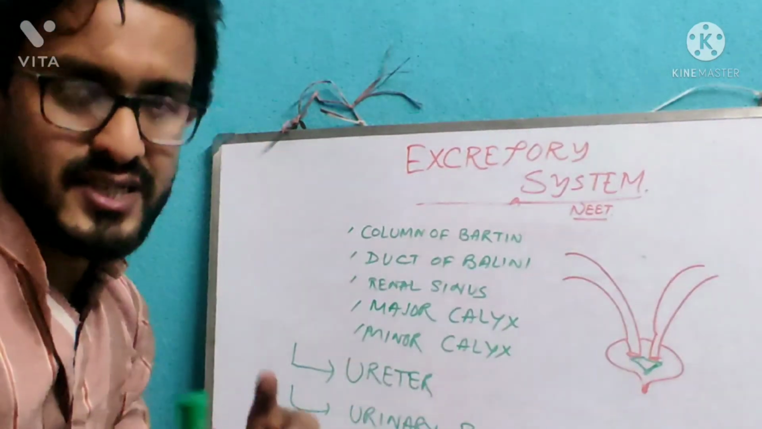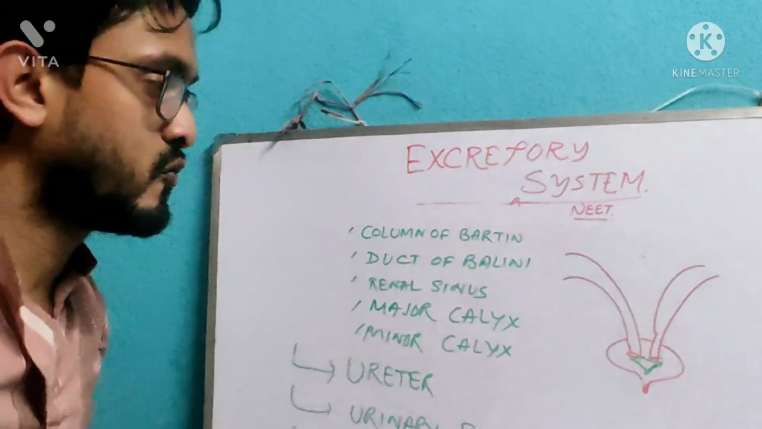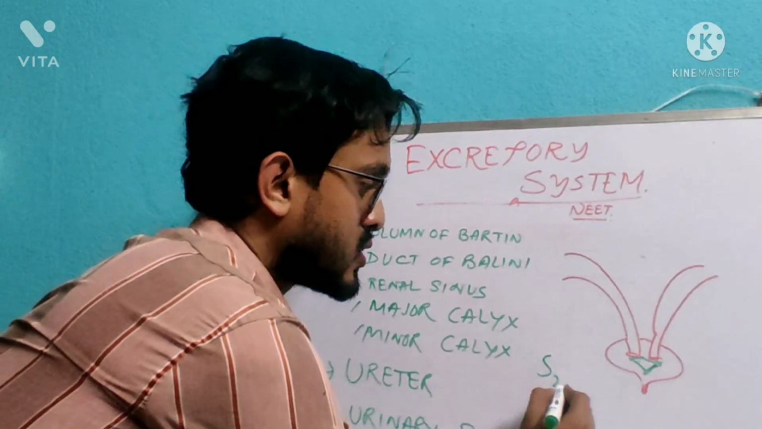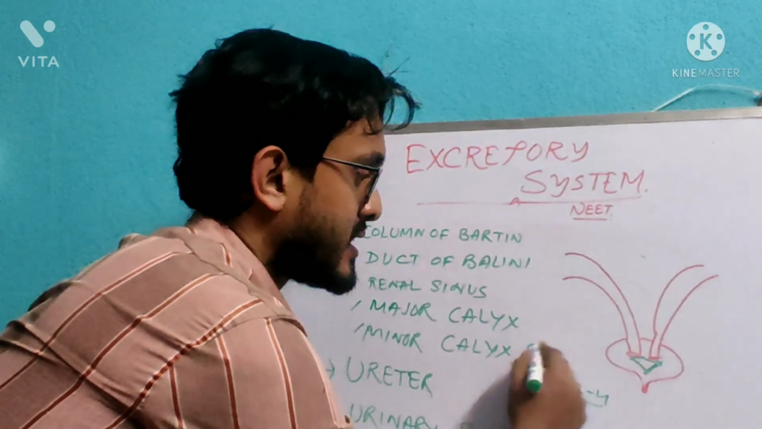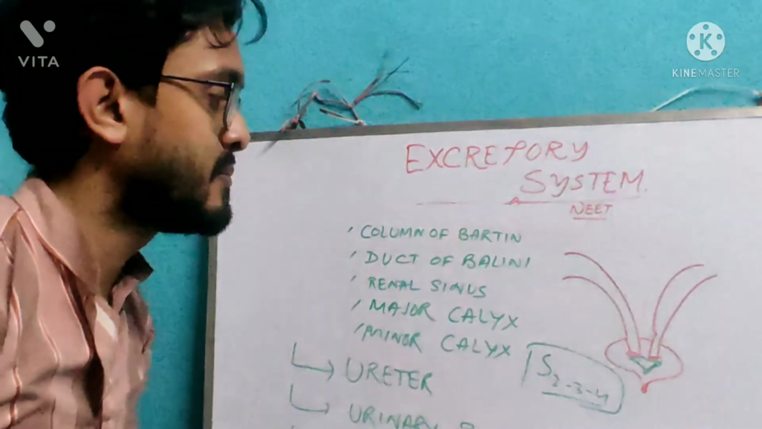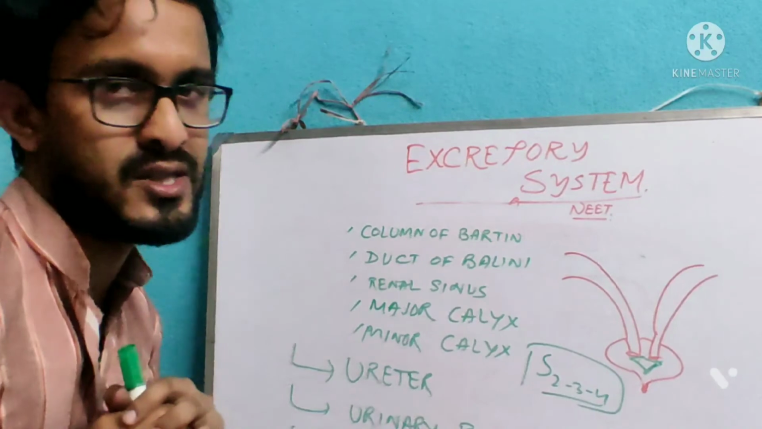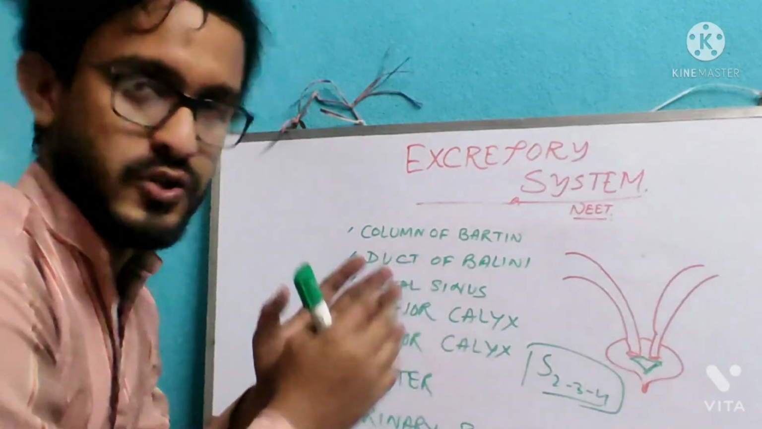The micturition, that is the releasing of the urine, is controlled by S2, 3, 4, that is the sacral spinal nerves 2, 3 and 4. The parasympathetic nervous system controls micturition.